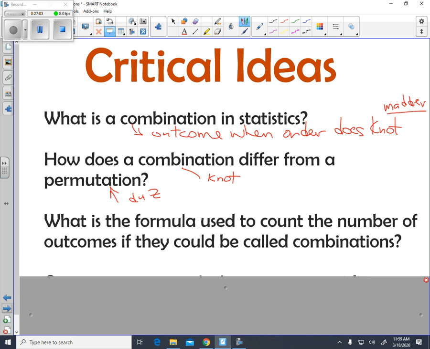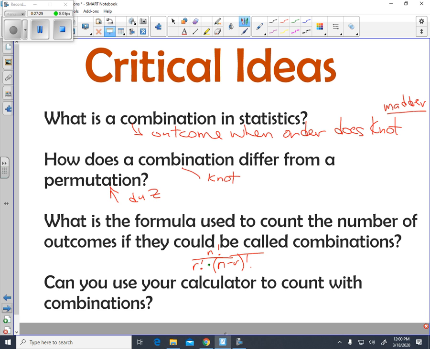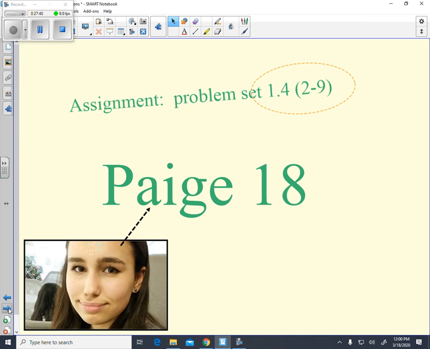What's the formula used to count the number of outcomes if they can be called combos? That's a good test question. N factorial over r factorial, n minus r factorial, and these 2 values are being multiplied together right there, right? Can you use your calculator to count with combos? I hope you're saying, yep, I can do it. Most of you can.